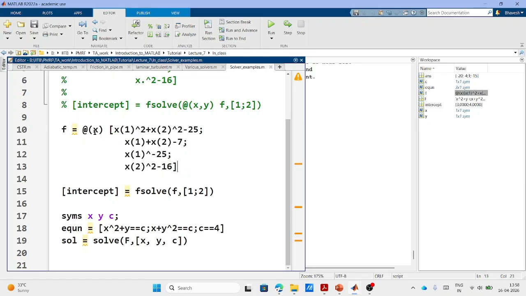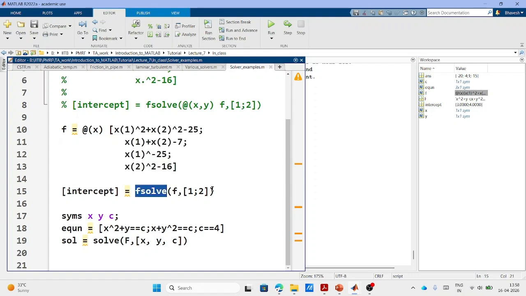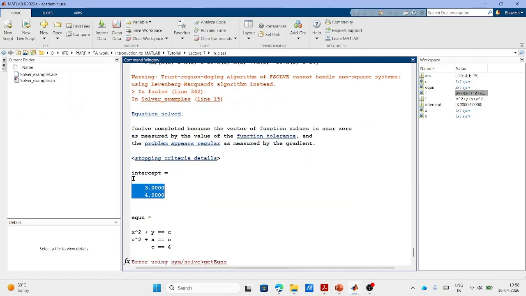I'm defining the function in terms of vector x, so that x1 and x2 will represent my x and y variables. I'm writing out these equations, and you use fsolve, calling this command to solve the function. You provide some initial guess, and it gives you the result. When I run it, I get the solution intercept as 3 and 4.